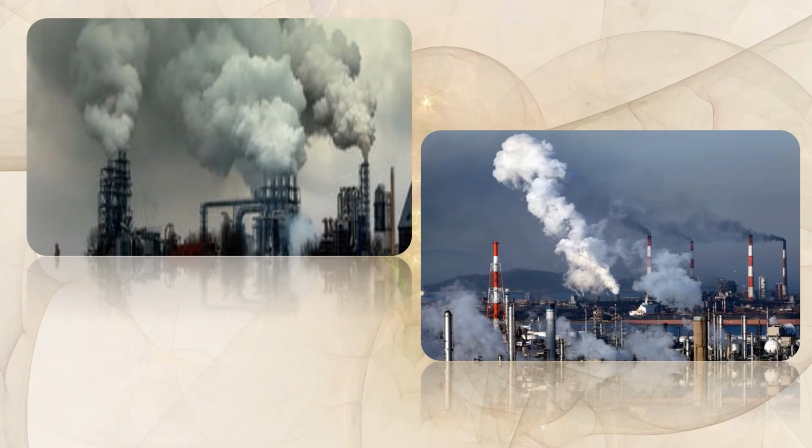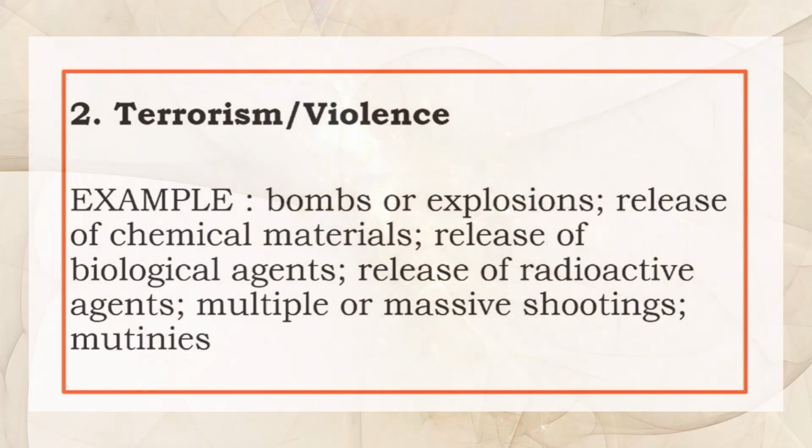These are the examples of technological disaster. Next one is terrorism or violence. These are the examples: bombs or explosions, release of chemical materials, release of biological agents, release of radioactive agents, multiple or massive shootings, and mutinies. That is under terrorism or violence.